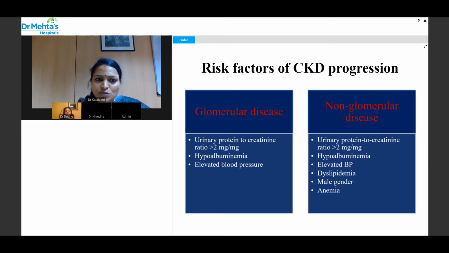The risk factors pertinent to glomerular disease and non-glomerular disease are, for glomerular disease, a urinary protein to creatinine ratio of more than 2 mg per milligram, and hypoalbuminemia when you have elevated blood pressure. For non-glomerular disease it's the same: the urinary protein to creatinine ratio of more than 2 mg per mg with hypoalbuminemia and elevated blood pressure, and on top of that, dyslipidemia, male gender, and anemia add on to non-glomerular disease.